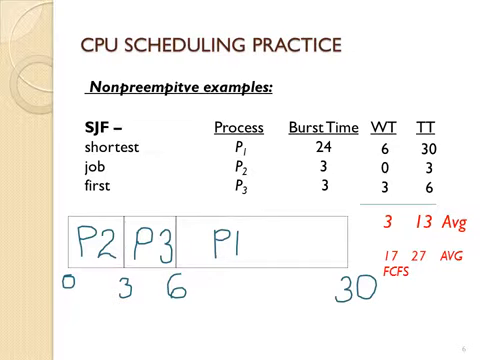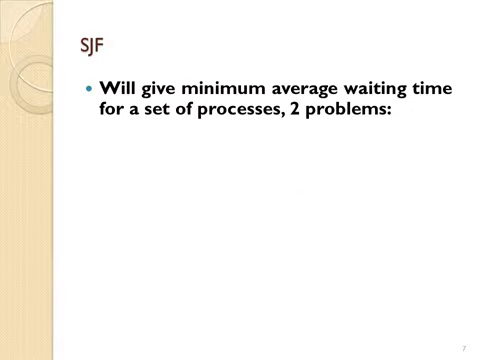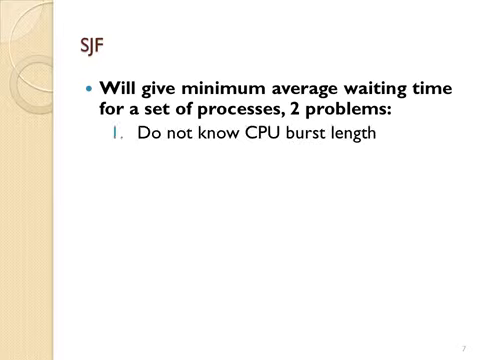So why don't all systems implement shortest job first? Well, first of all, shortest job first has some problems. The first problem is that you really don't know how long a CPU burst is. So a process doesn't come in with an item in the PCB that says how long the next CPU burst is.